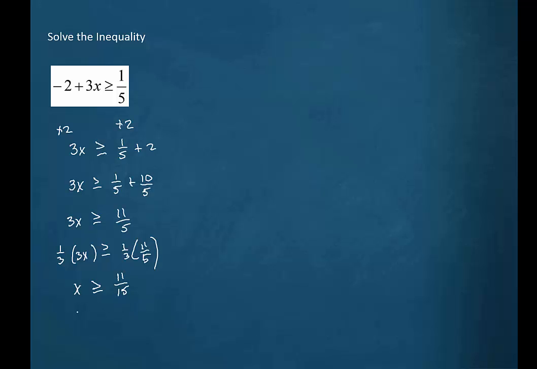So here we have expressed the solution set for this inequality as an inequality. We could also graph it by locating 11/15 on the number line. And then we would put a filled in dot there because it says equals. It doesn't just say greater than, but it also says equals. And then we're supposed to shade to the right since it says that the solution set could be anything that is greater than or equal to 11/15.